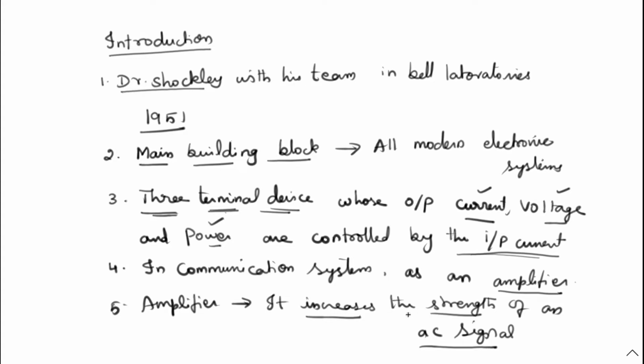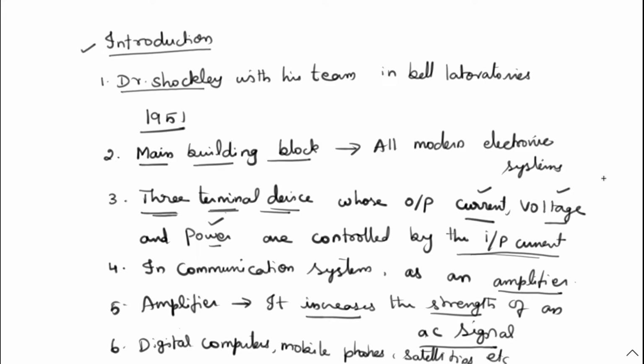Apart from this, transistors are used in digital computers, mobile phones, satellites, communication systems, control systems, etc. In all these places, the transistor is used. So this is the small introduction I have given to understand what a transistor is and where it is used, so that you will get interested in the topic. So now the introduction part is over.